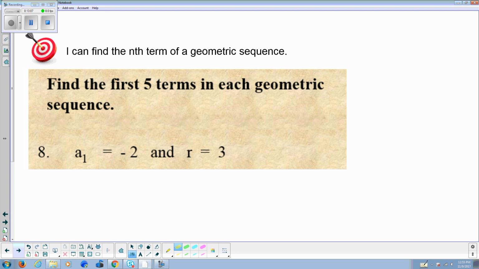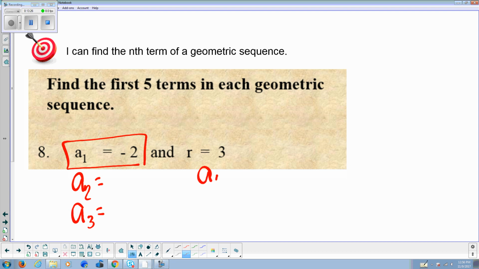This problem says to find the first 5 terms in each geometric sequence. So I'm going to find the first 5 terms. Well, the first term is given. A1 is given. So I'm going to find A2, A3, A4, and A5 by using that the first term was negative 2 and my ratio is 3.